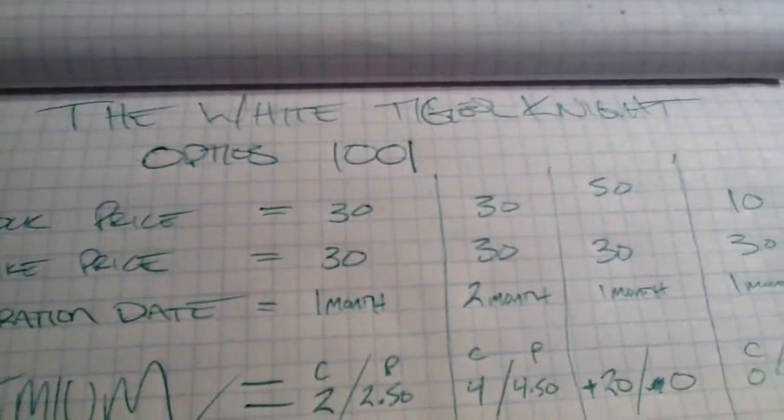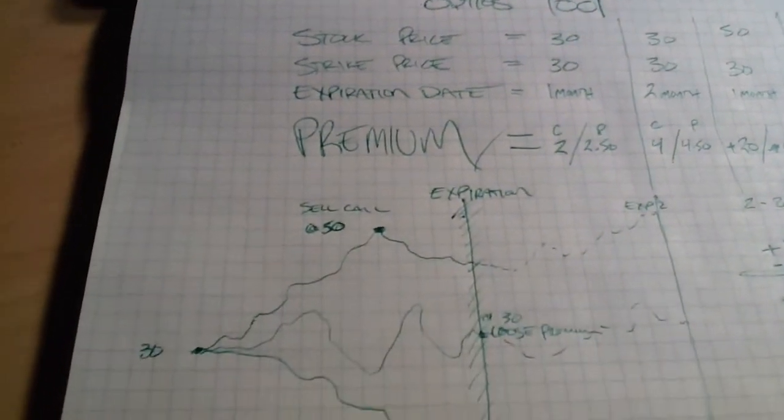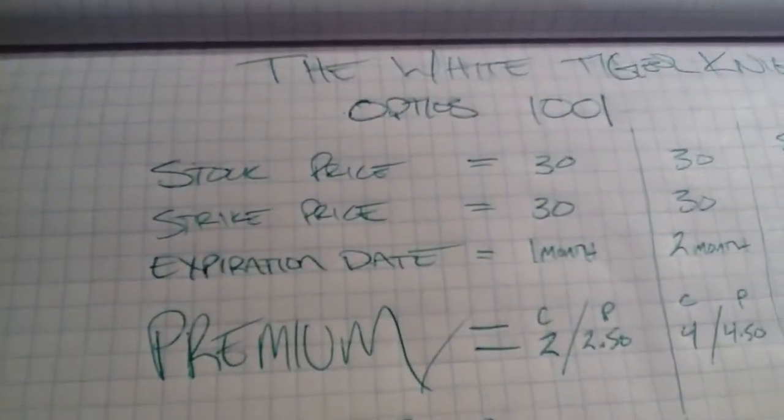White Tiger Knight Options Tutorial 1001. Should be 101, but I got an extra 0 in there.